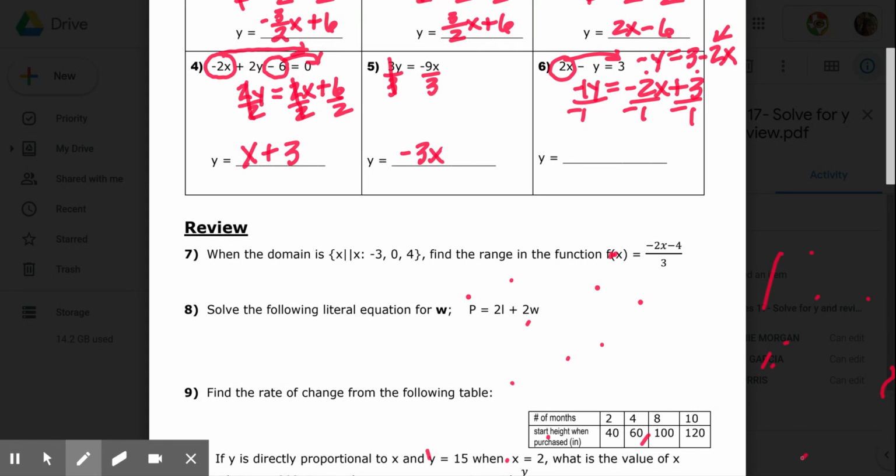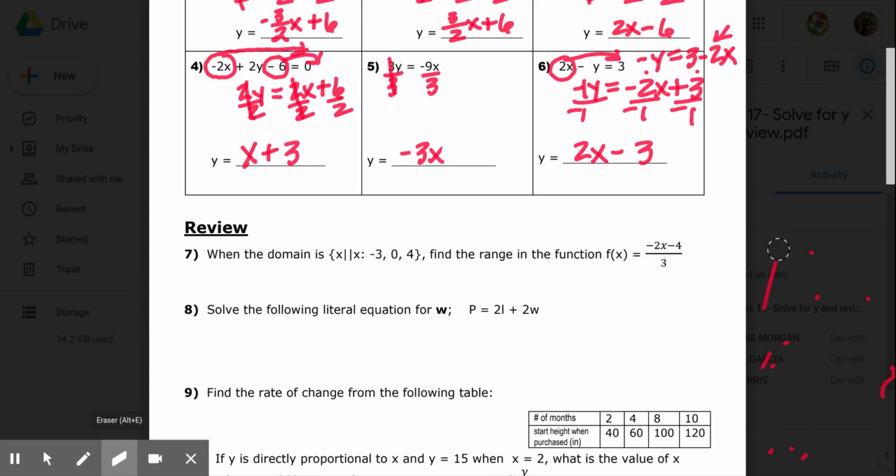So y equals negative 2 divided by negative 1 is positive 2, and 3 divided by negative 1 is negative 3. All right, so that's just a little bit different. We're just going to keep working at solving for y. That is such a very important concept in algebra.